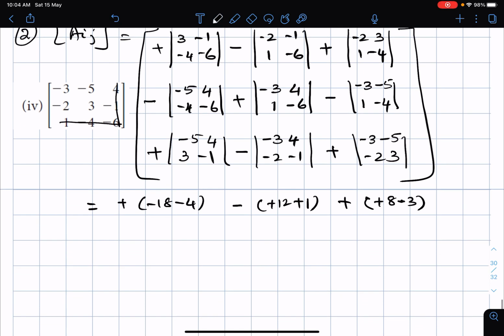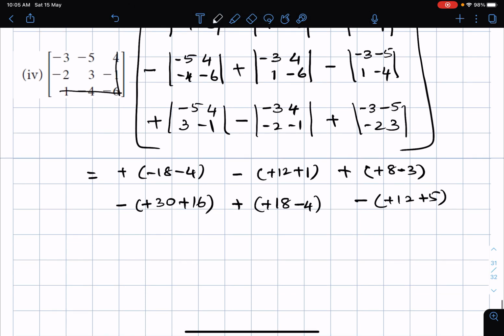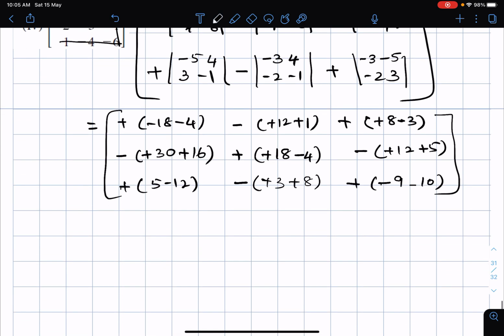Coming to the second row, minus plus 30 plus 16, second element plus 18 minus 4, third one minus plus 12 plus 5. Coming to your third row, plus 5 minus 12, minus plus 3 plus 8, then plus minus 9 minus 10. This is your expansion. Now simplify, you will get your Aij.